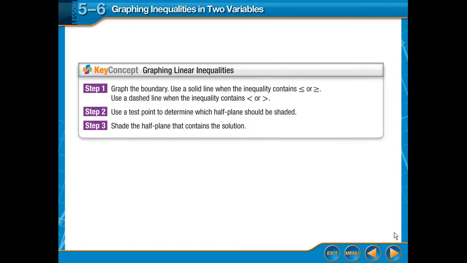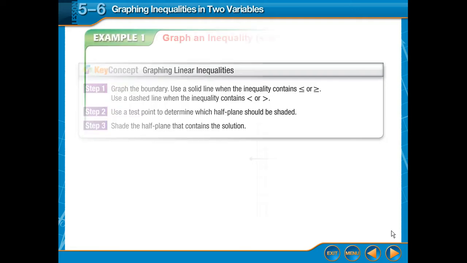We'll touch on this more and go through the steps, but I'm just going to read through them quickly right now. The steps to graphing linear inequalities: Step 1, graph the boundary. Use a solid line when the inequality contains less than or equal to or greater than or equal to, and use a dashed line when the inequality contains less than or greater than. Step 2, use a test point to determine which half plane should be shaded. And step 3, shade the half plane that contains the solution.